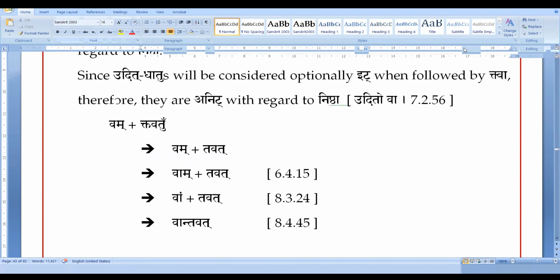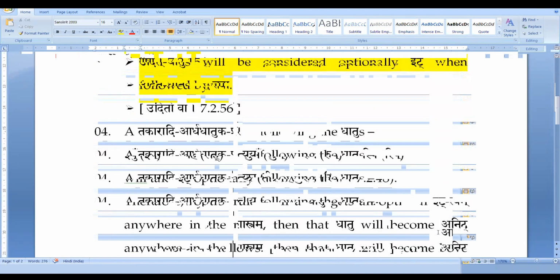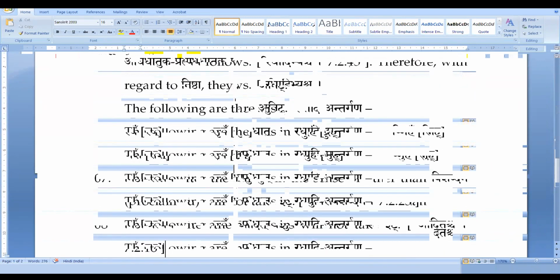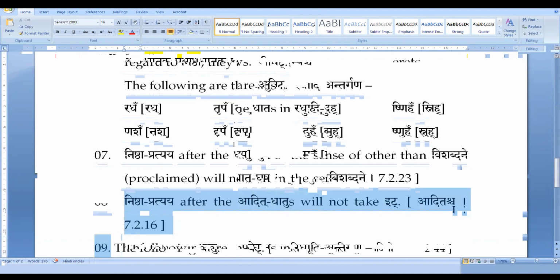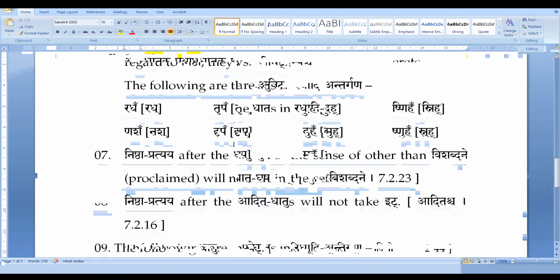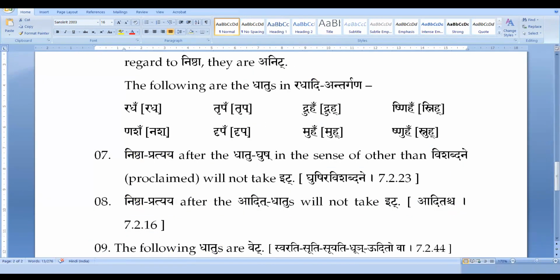So according to Kashikakara, he says by a rule, Aditascha. In fact, that rule I think we have in our list. Here, if you see Aditaha, every time I would have mentioned the sutra. Yes, correct. That is Aditaha. Nishta Pratyaya after the Adit Dhatus will not take Ittagama. Adit means the Dhatus which have Akara as it. But here Akara is not there. Yes, correct. But according to Kashika, it takes this to be Ash.